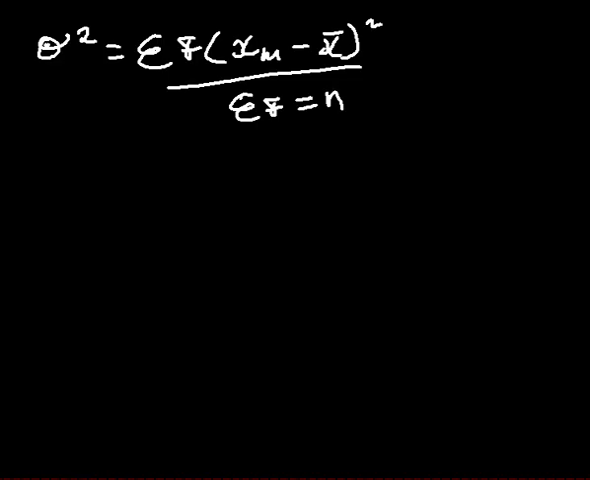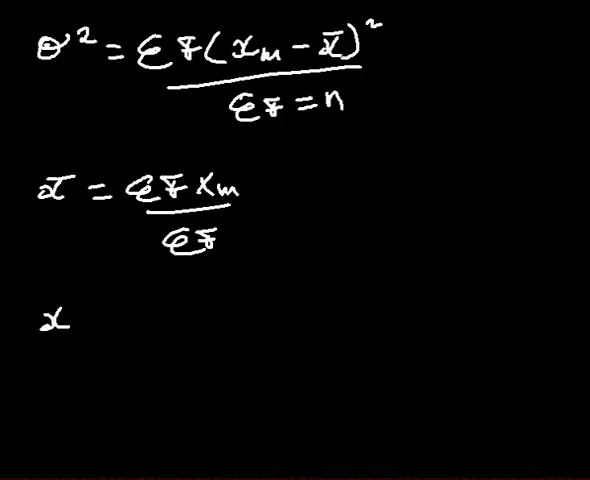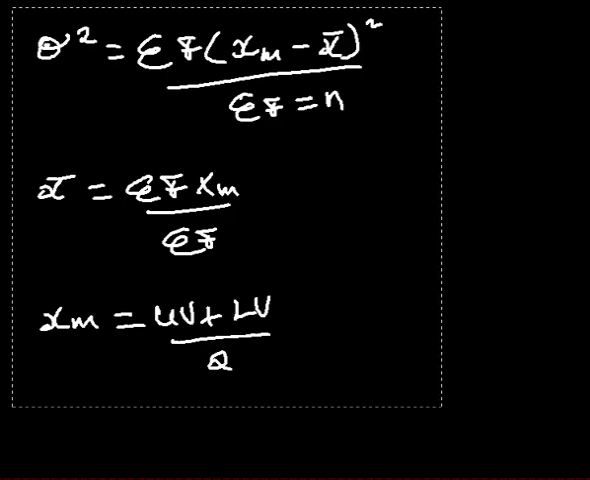And we should understand that the x bar for the grouped data is given as the summation of the frequency times xm, which is the midpoints, divided by the summation of the frequency. And the midpoint, which is the x subscript m, is given as the upper value plus the lower value divided by 2, for the given class. So let's see how we can have that.